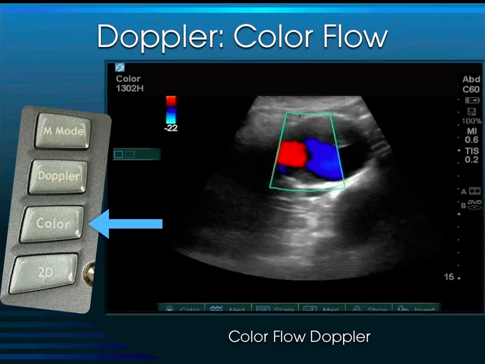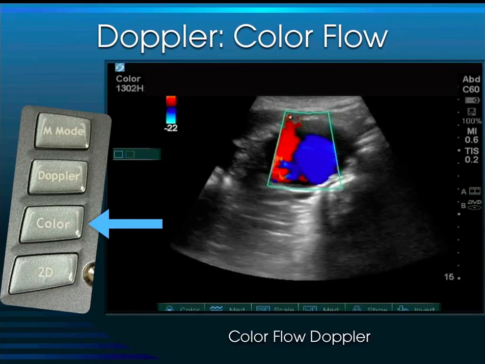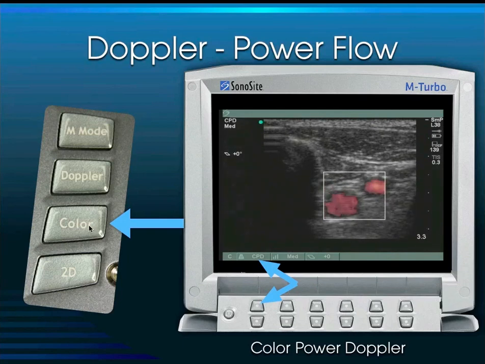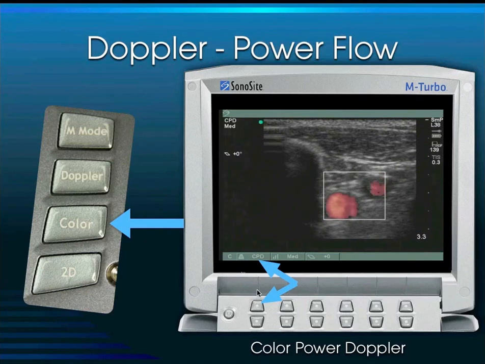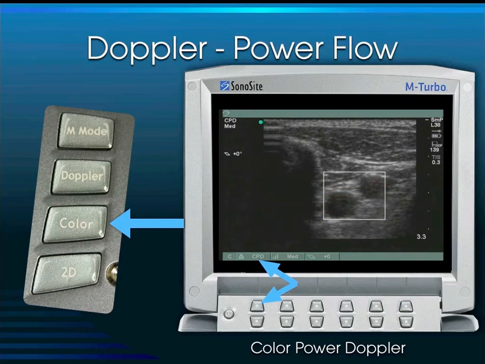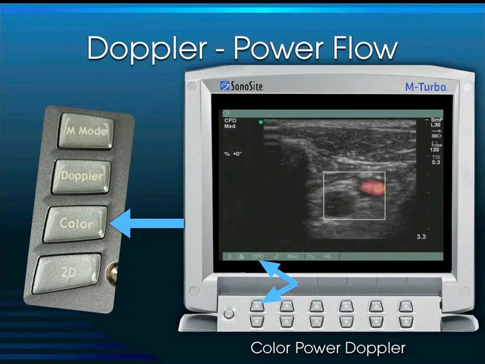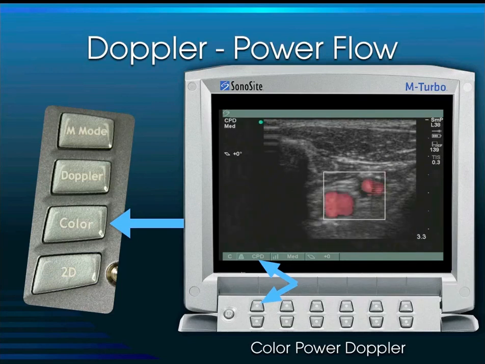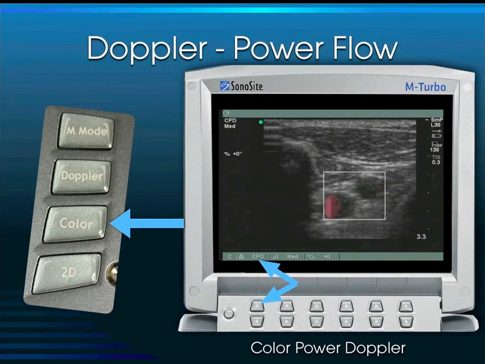And another type of Doppler is called power flow Doppler or color power Doppler. The way you activate that is after depressing the color button, you then activate this by the soft key that corresponds to the power flow power Doppler function. And this is an orange only type of flow. It's not directional. It's a very sensitive type of flow and is used for identifying perfusion in tissue that has a low perfusion state, such as the testicles.